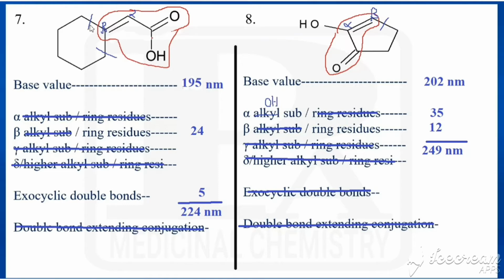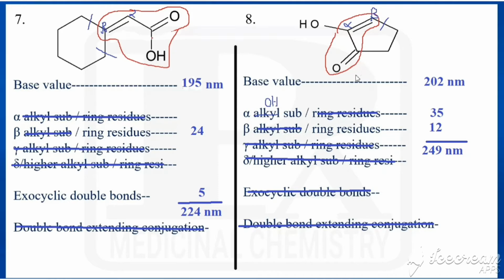So for 1 beta it is 12. For 2 beta ring residues, that is 24. Now we have to find the exocyclic double bond. So according to that ring, this is exocyclic. So it is having one exocyclic double bond, that is 5. Then double bond extending conjugation. Here it is having only one double bond, so it is not having double bond extending conjugation. So by adding these 3 values, we are getting 224. That is the lambda max for this structure.